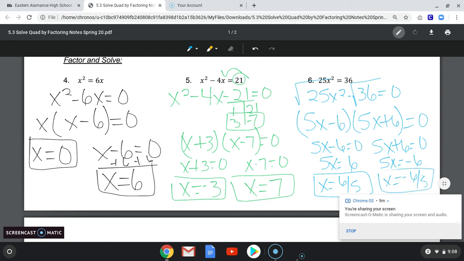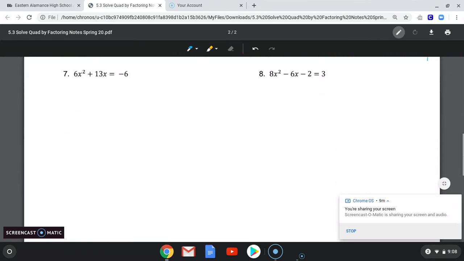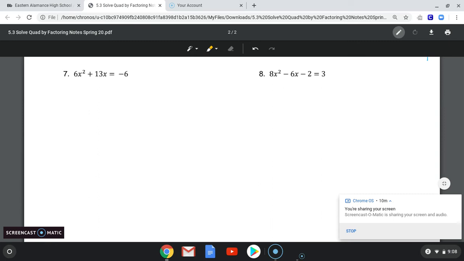Awesome. That means my graph is going to touch at 6/5 or 1.2, and it's also going to touch at negative 6/5 or negative 1.2 on the other side. We're ready to move on to our last 2 examples. Move it up a little bit more for us. There we go. Okay, same thing on these. Going to get a little harder. First thing I notice is that negative 6 needs to be moved.